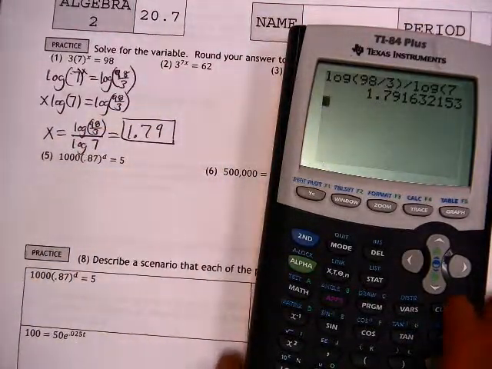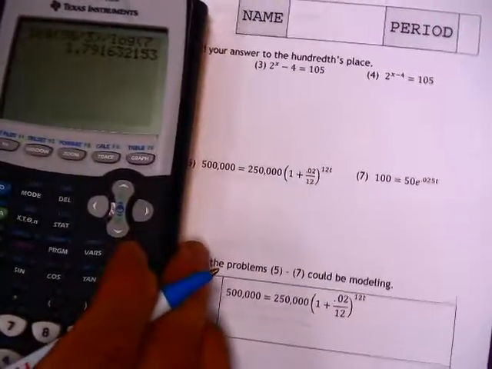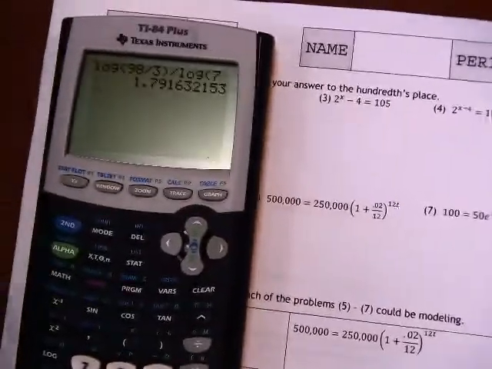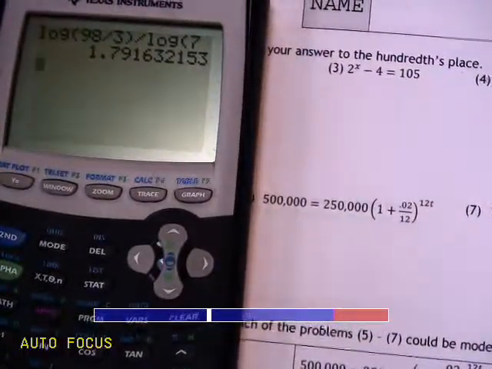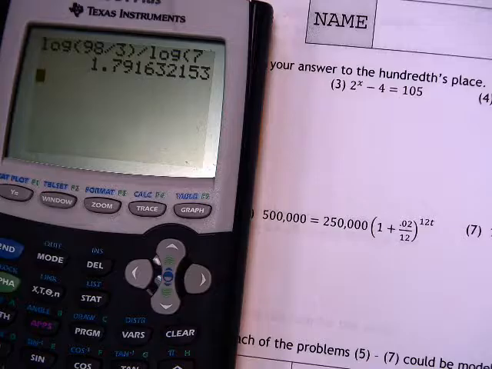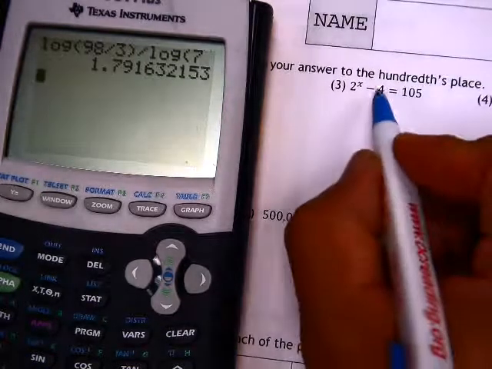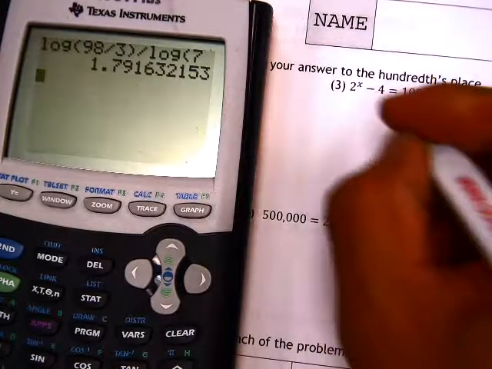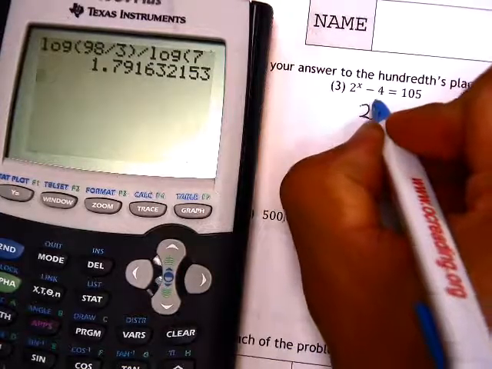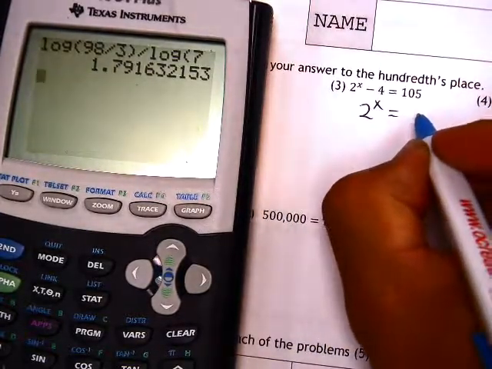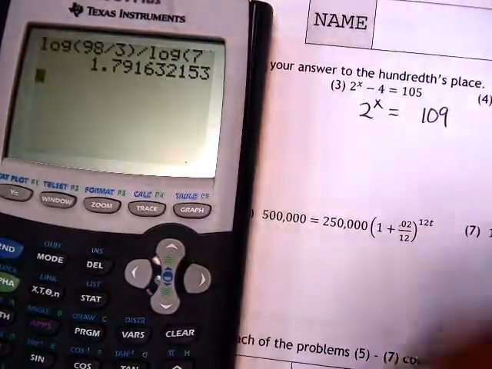Next, we're going to switch over to problem number 3. So here on problem number 3, we have 2 to the x minus 4 equals 5. So the first thing I'll do is add 4 to both sides. So I have 2 to the x equals 109.